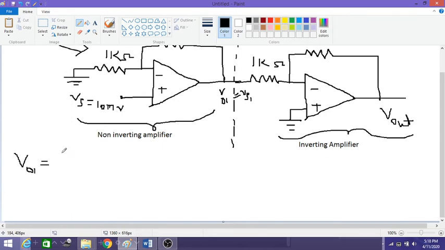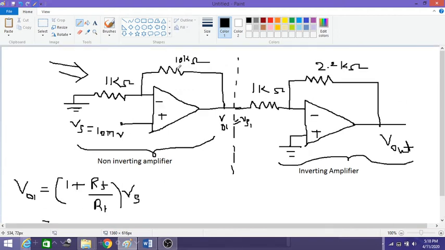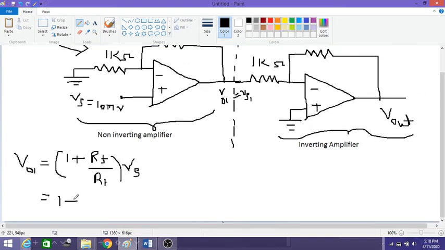So VO1, we know that it is a non-inverting amplifier, so the equation is 1 plus RF by R1 into Vs. So straight away you can apply here. So my RF is 10 kilo ohms, so it is 1 plus 10 kilo ohms by 1 kilo ohm, and my Vs here is 10 millivolts applied. So we will get 10. So here my AF1 is 11.